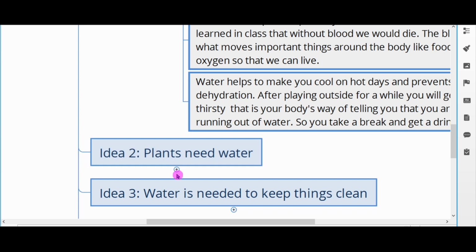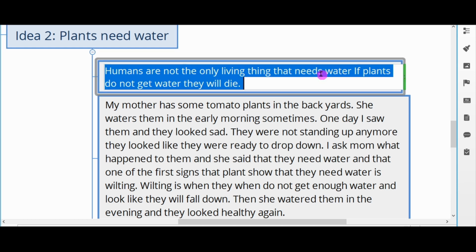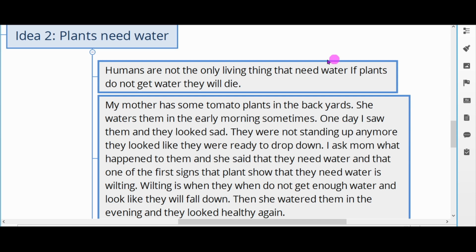So let's expand this. Humans are not the only living things that need water. Okay, let's fix this now. So need. Let's go with this one again. So humans are not the only living things that need water. If plants do not get water, they will die.